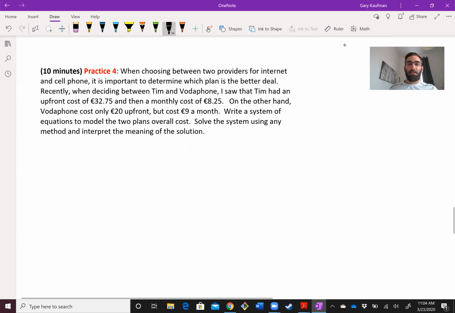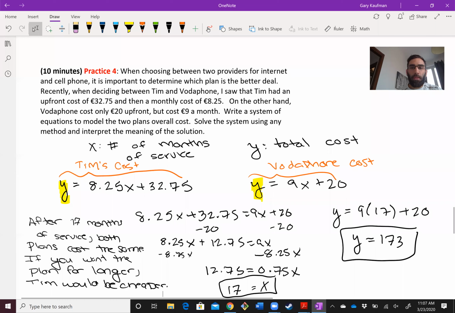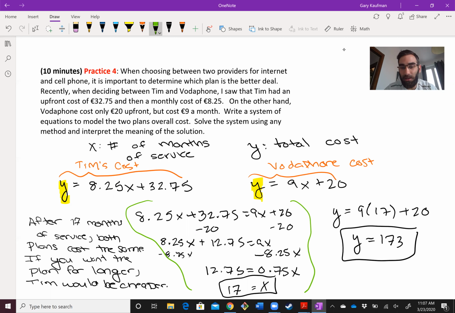Here is practice problem 4. I'm going to keep walking you through it. Again, use that feedback to help you as you go. So we had two equations, one which represented the cost of Tim, while one represented the cost of Vodafone. Right in here, I solved it and got x equals 17. 17 is the number of months. Well, then I substituted it in and I was able to get y equals 173, which is the cost.